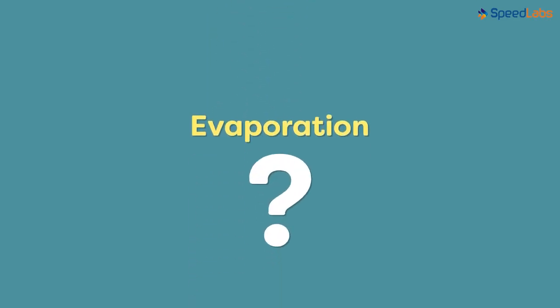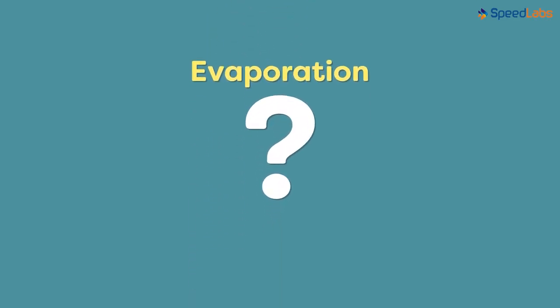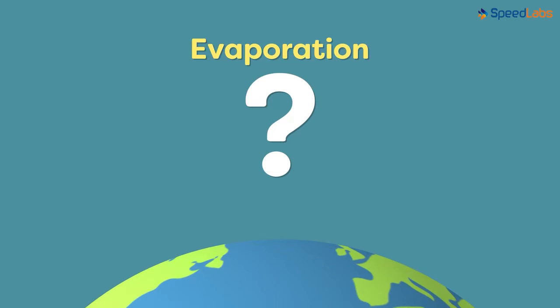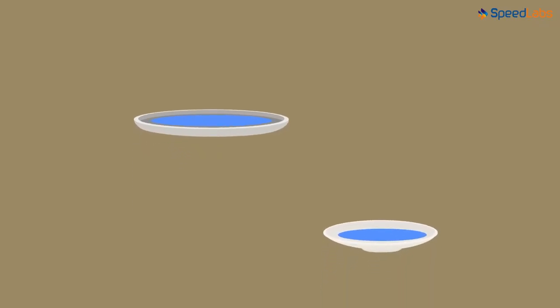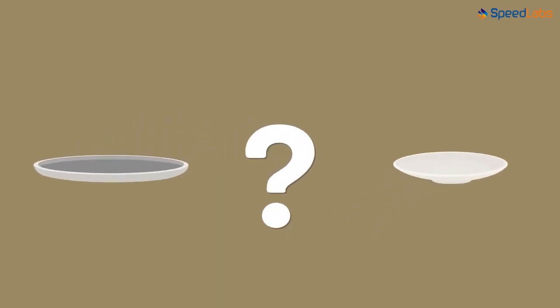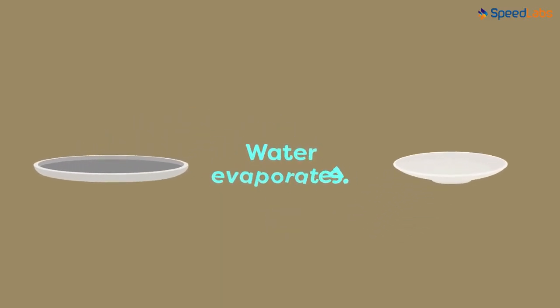So which evaporation are we talking about? We do not find water boiling or converting to steam from the Earth's surface. If we keep water in a plate or saucer open in air, after some time the water disappears. Ever wondered where it goes? The water evaporates. That's right.